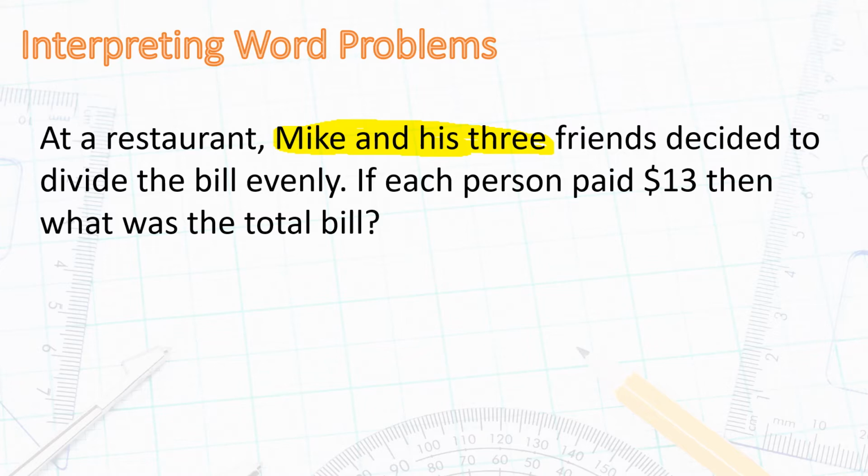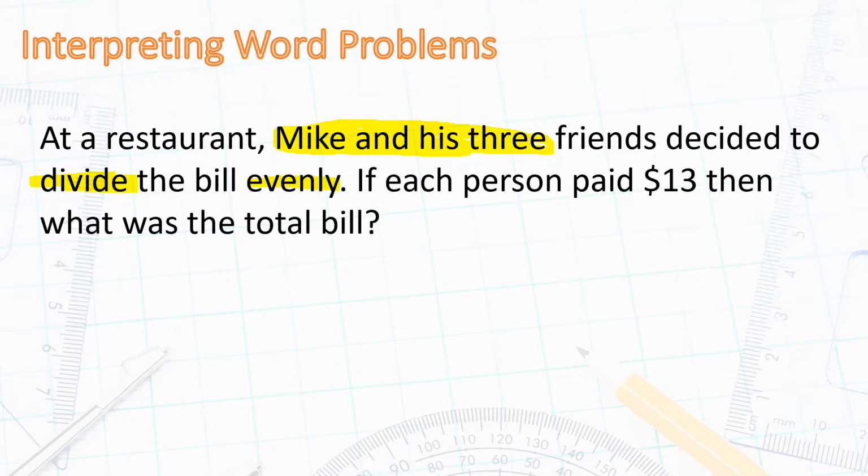Decided to divide the bill evenly. So evenly and divide are some key action words that we want to make sure we've noted. So we've got some division going on, and then evenly meaning it was an even split. Each person is going to take an equal amount. If each person paid $13, then what was the total bill?